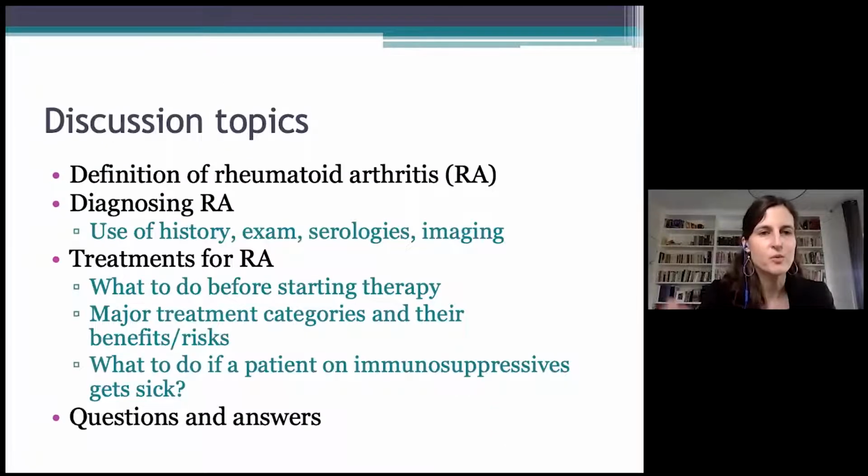So just to bring you through what we'll be talking about during this lecture, we'll talk a little bit about the definition of rheumatoid arthritis, as well as its diagnosis. And we'll spend some time talking about the different treatments for rheumatoid arthritis, particularly what to do before starting therapy. We'll go through the major treatment categories and their benefits and risks, and also what to do if a patient on immunosuppressives gets sick. And we'll have a couple of board-style questions at the end as well.